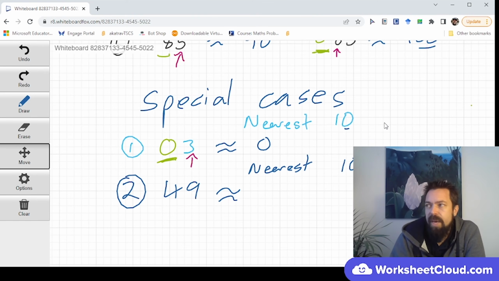If I look at what's in my bank account and I round it off to the nearest million, it's 0 because I'm a lot closer to 0 than I am to a million.